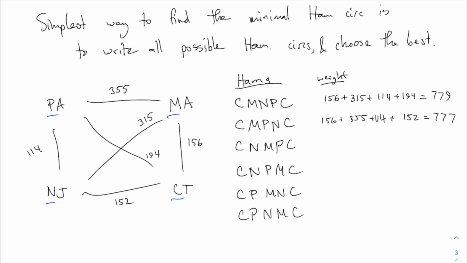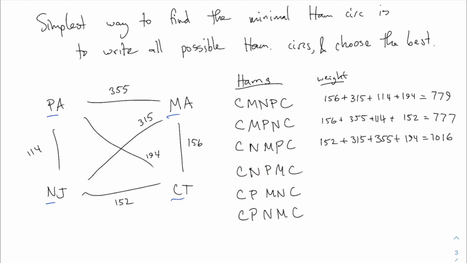C, N, M, P, C. I hope you are capable of doing this along with me. It's not hard. C to N is the first one, 152. Then N to M is the big diagonal, 315. M to P, 355. P to C is 194. And this one, when I add those up, I get 1016. So that one is much worse than the other two. All right, and so on. I keep saying and so on. We're really going to do them though.